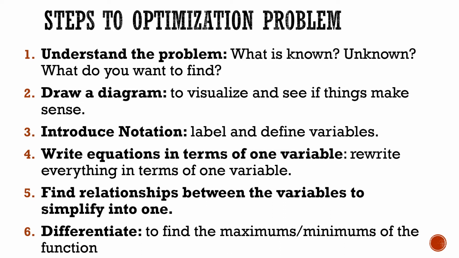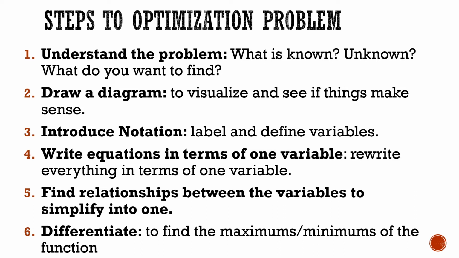Generally you're going to use a known equation. Nine times out of 10 it's going to be some equation from geometry or something like that. You want to use those equations and write them in terms of one variable. So for instance, if you had a volume formula that was in terms of height and radius, you'd want to either get rid of the height or get rid of the radius by rewriting the equation.